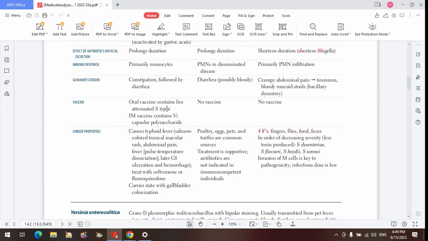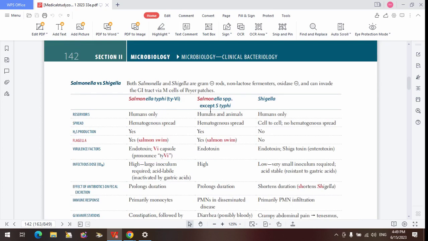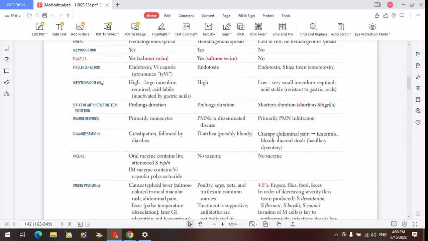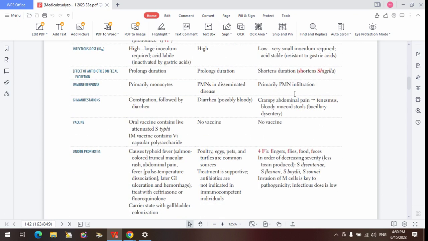We've talked about Salmonella typhi and Salmonella non-typhi. Looking at Shigella now, we've talked about the fact that the dose is very small because it can resist the acidic region, so you need very small amounts to cause a problem. It's the neutrophils that predominantly respond to it.